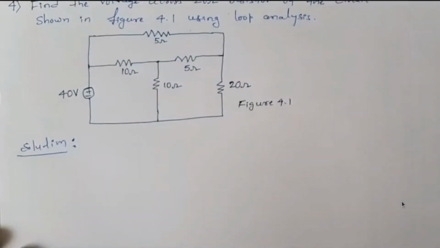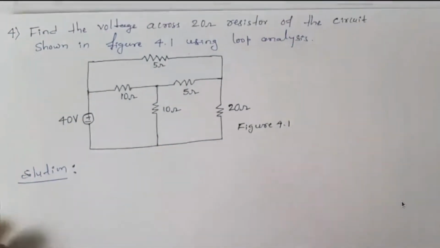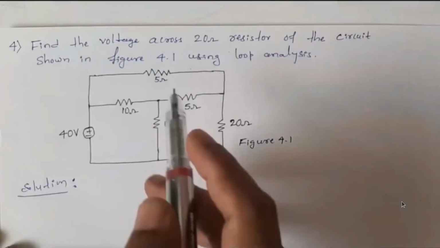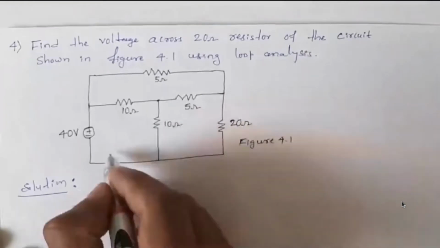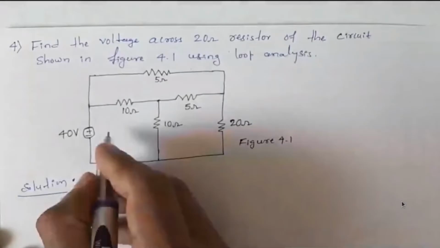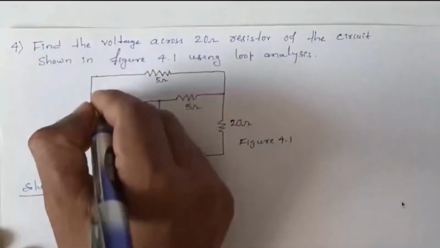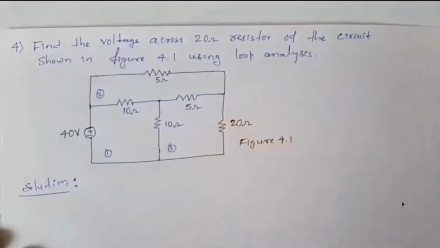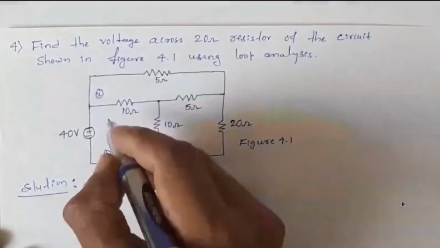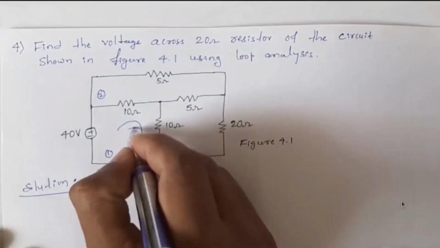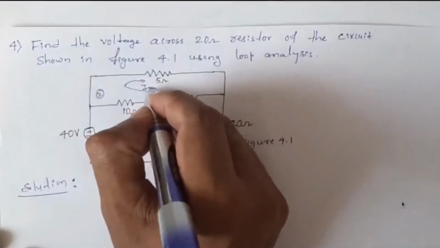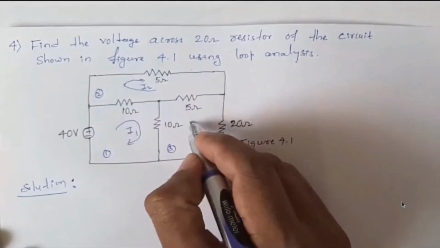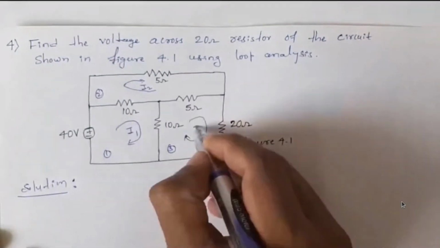So now, here itself I'll apply the mesh currents. This I'll consider loop 1, this as loop 2, and this as mesh 3. This mesh current is I1, here the mesh current is I2, and here let us consider the mesh current I3, right?